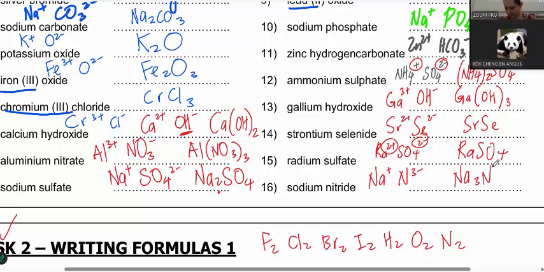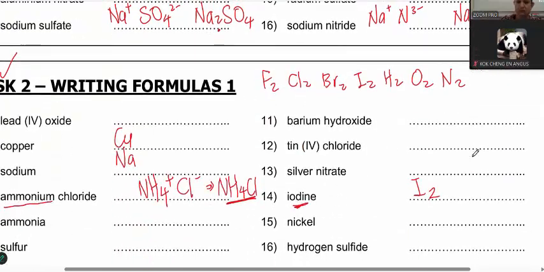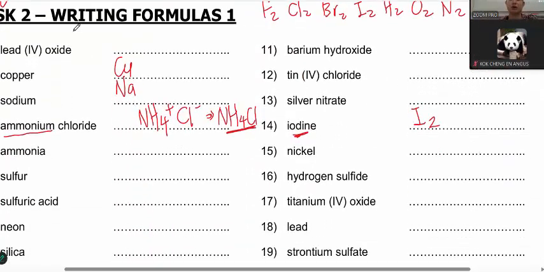Chen, did you get all this correct? Yes, teacher. Okay, very good. All right, next one. Lead 4, so Pb 4 plus, O2 negative. This one you have to simplify. It's Pb2O4, but we always simplify. So the final answer is PbO2.